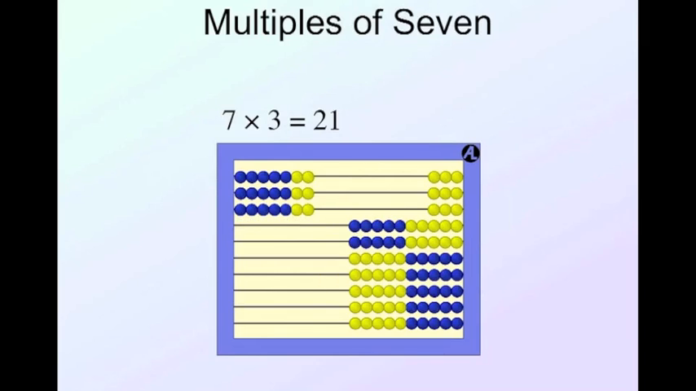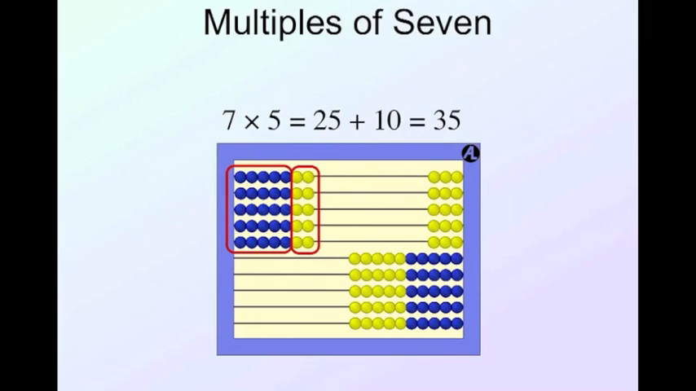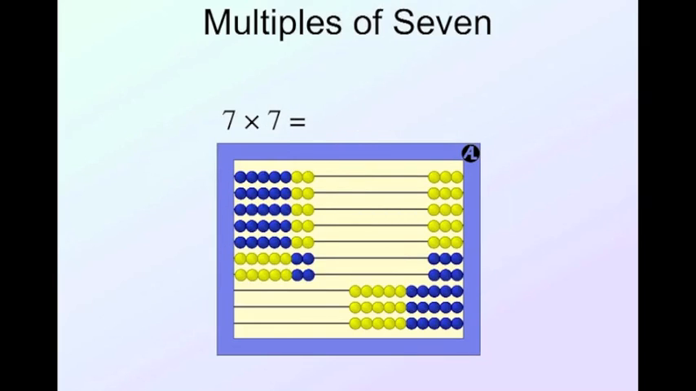7 times 3, back up here, I'm sorry, 7 times 3, I can see I have 15 and 6 more is 21. 7 times 4, I have 10, 2 10, so 20, 8. 7 times 5, this is 25, and 10 more is 35.